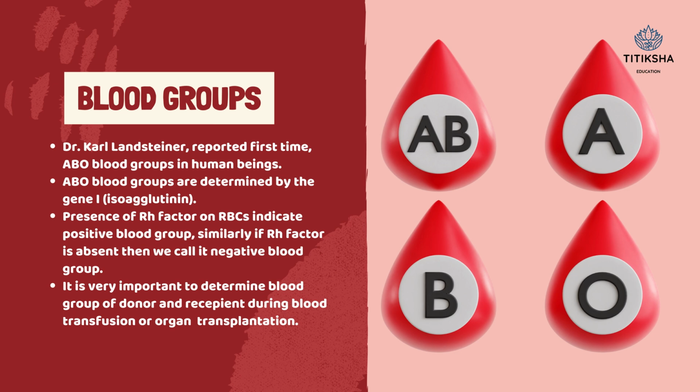Blood groups. Dr. Carl Landsteiner reported first-time ABO blood groups in human beings. ABO blood groups are determined by the G9 isoagglutinin. Presence of Rh factor on RBCs indicate positive blood group. Similarly, if Rh factor is absent, then we call it negative blood group.